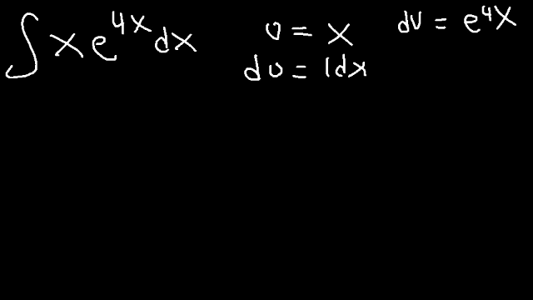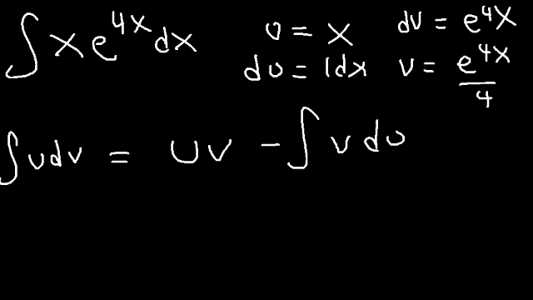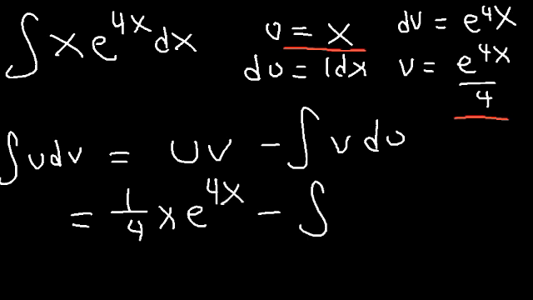E to the x and sine x, they're basically repeating functions. The antiderivative of e to the 4x is e to the 4x divided by 4. So using the formula, antiderivative u dv is uv minus antiderivative v du. So uv is basically x times 1/4 e to the 4x. So that's 1/4 x e to the 4x minus the antiderivative of v du, which is simply 1/4 e to the 4x dx.